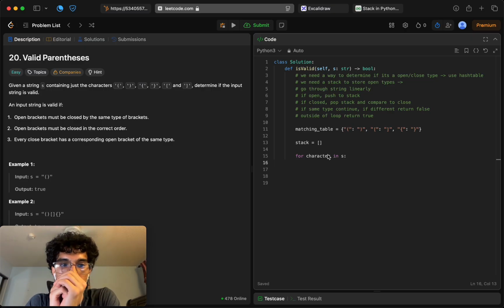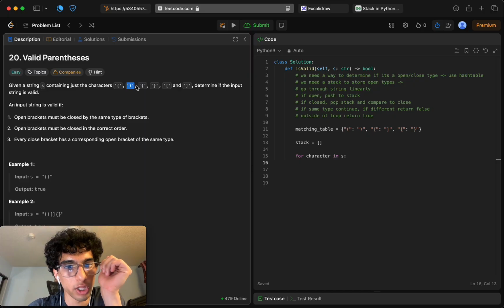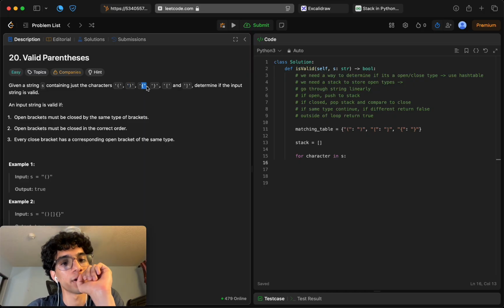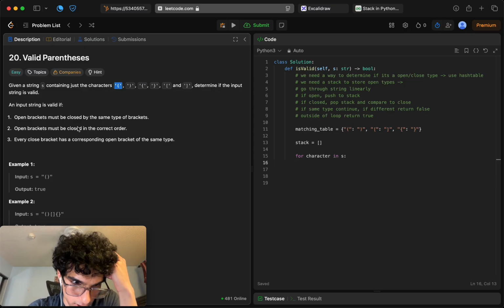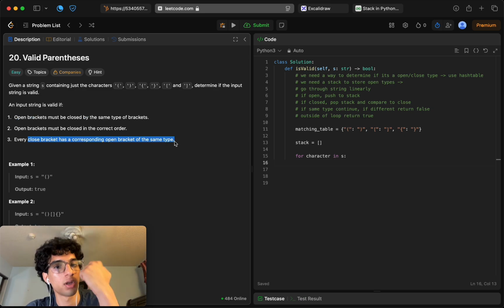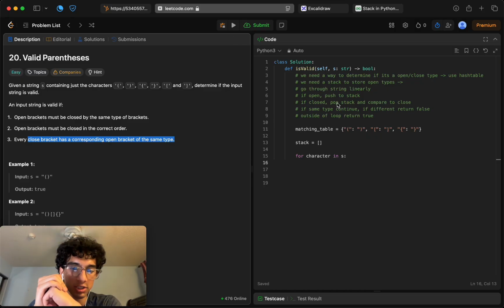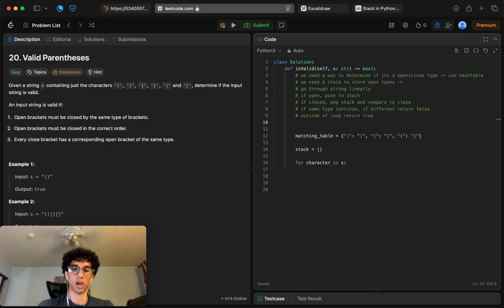Wait, okay, I just thought of something. What if we start with a closing, and then we end with another closing or an opening, right? If we start with this, and we go there, that's wrong, right? Because open brackets must be closed. Every closed bracket has a corresponding open bracket. So I think the easiest way to check that is outside of the loop, just check if there's still stuff in the list. So if it's not empty, check if not empty outside of loop.